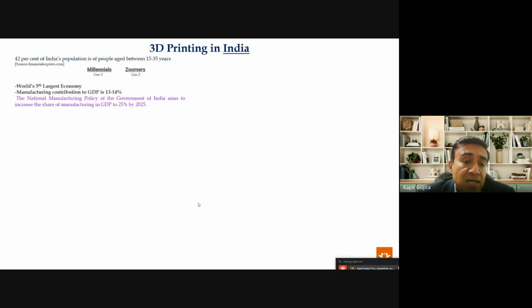3D printing in India. Lots of interventions are there. Government is quite active. Before going to those interventions, it is very important to emphasize that 42% of India's population is of people aged between 15 and 35 years, millennials, Generation Y, and Generation Z Zoomers. India is the 5th largest economy, manufacturing contribution to GDP is 13 to 14%, and the national manufacturing policy of the Government of India aims to increase the share of manufacturing in GDP to 25%.